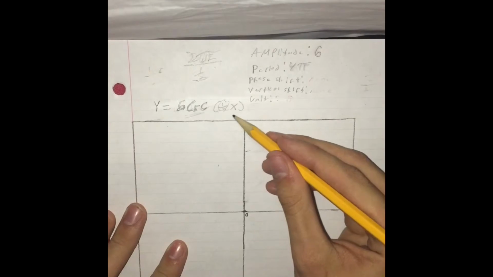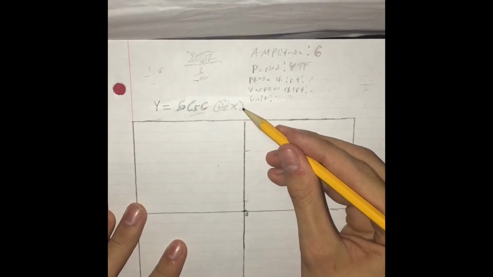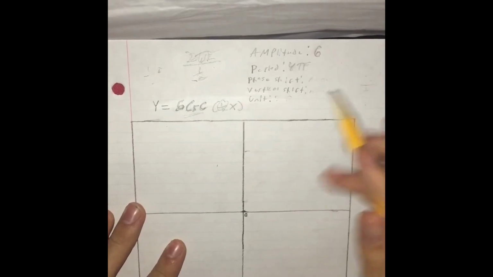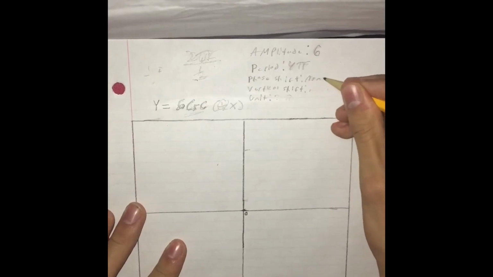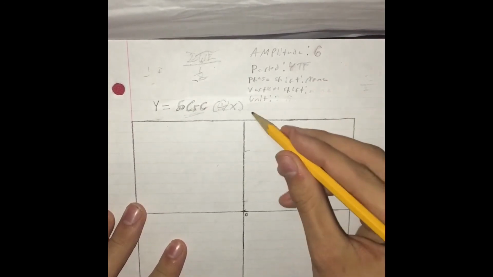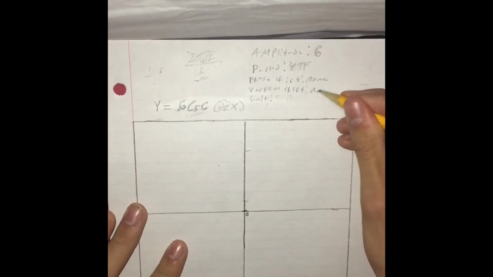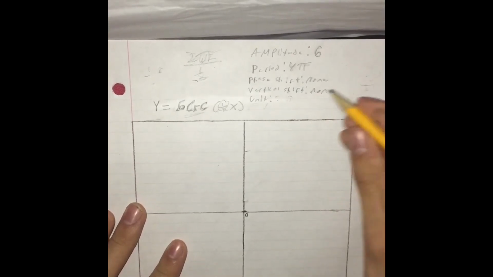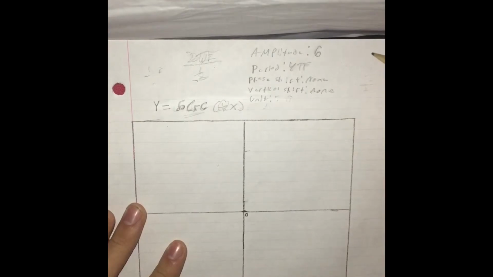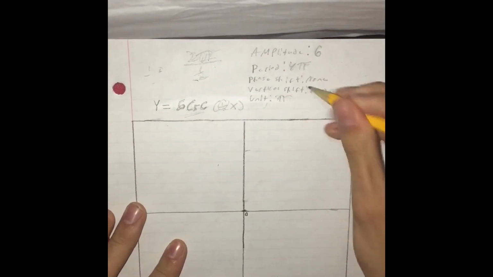In the phase shift, there's no c, so there's no value that you can get for the phase shift, so there's none. The vertical shift, there's no d value, so that is none as well. And then for the unit, it's the period divided by 4, so 4 pi divided by 4 is just going to end up being pi.